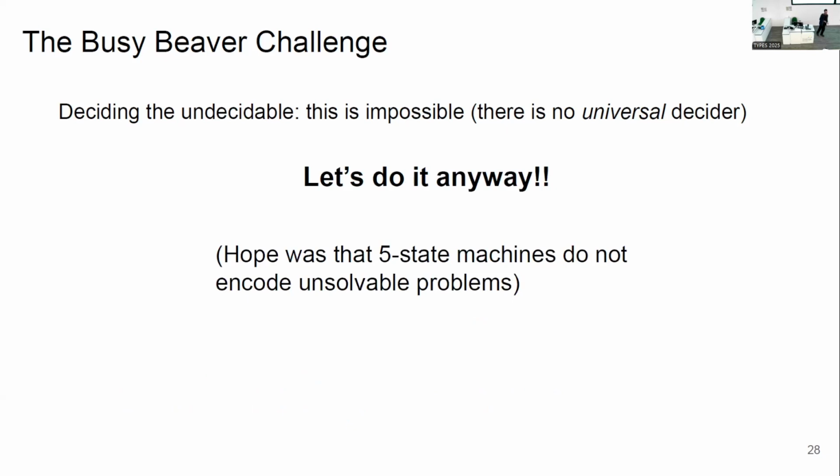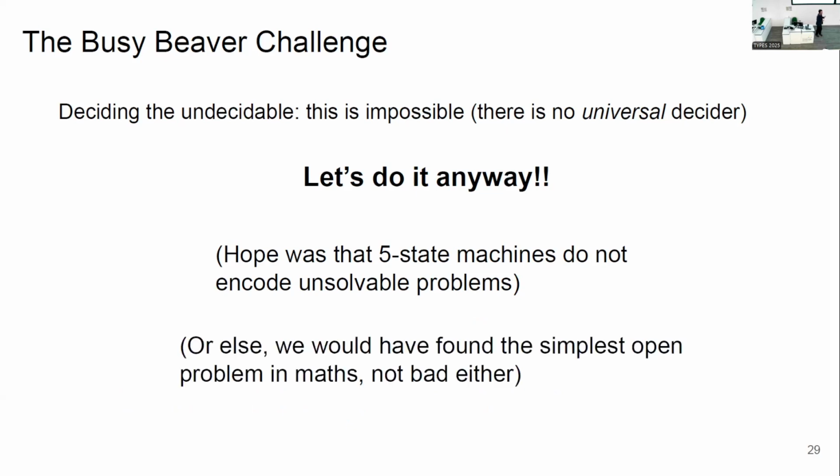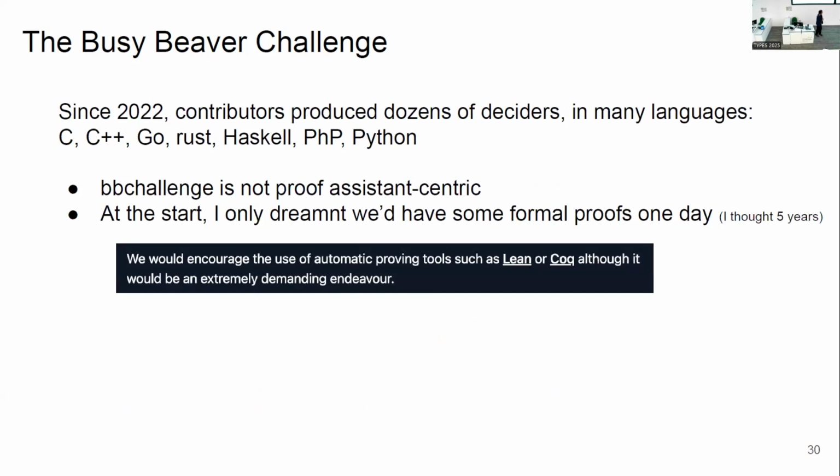The hope that we have in the back of our mind is that, okay, a 5-state Turing machine cannot be that hard. But in my mind, I would have loved for them to be really hard, because it would have meant that we would have found the smallest open problem in mathematics encoded in just 5 states of a Turing machine. So that was my secret hope, and it did not happen. But since 2022, contributors produced dozens of those deciders, so strategies to solve sub-problems of the halting problem, in any language you can think of.